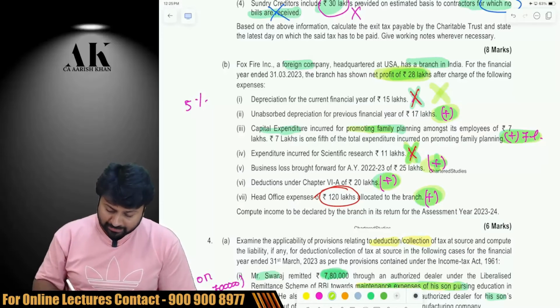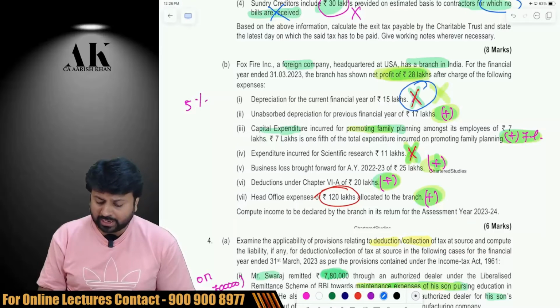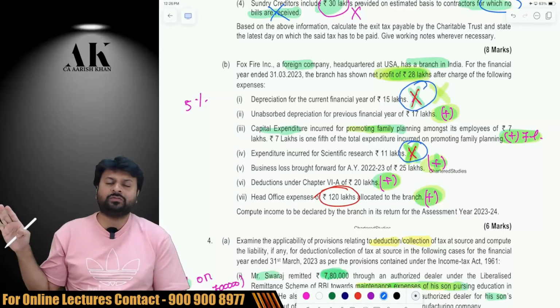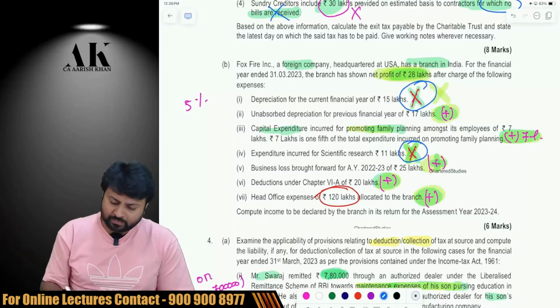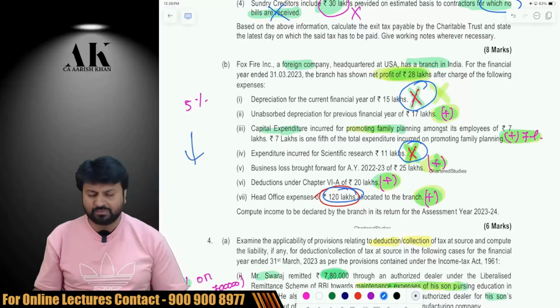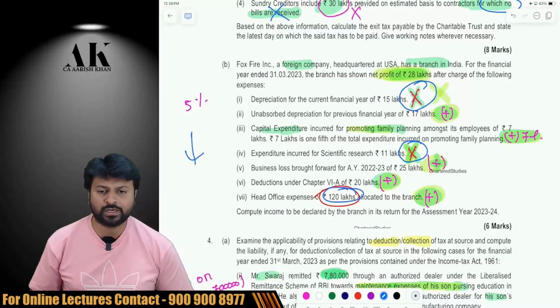Be very careful: you will not add back the current year depreciation. You will not add back the scientific research, as it is not mentioned in 44C. You will add back the remaining items. You will get some amount; take 5% of that and compare with 120 lakhs. Whichever is lower will be allowed as deduction to you. Okay, I hope it is clear to you.